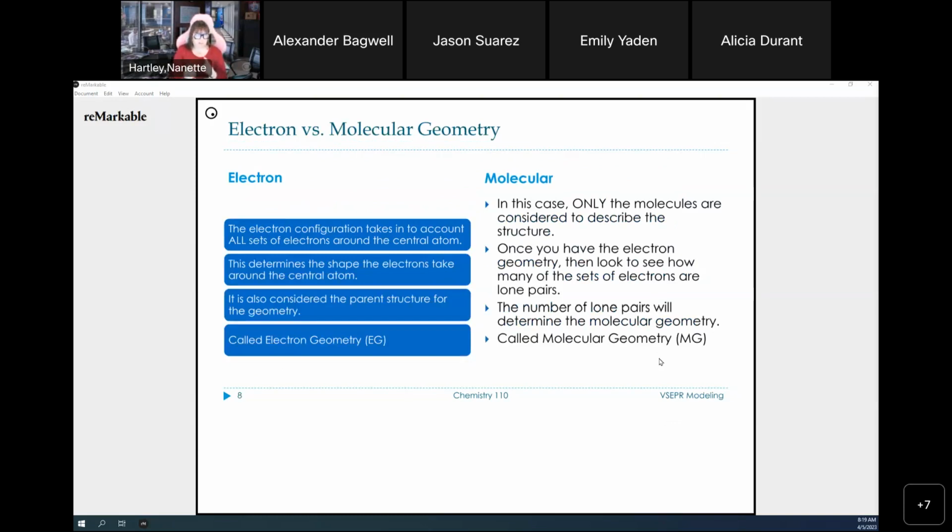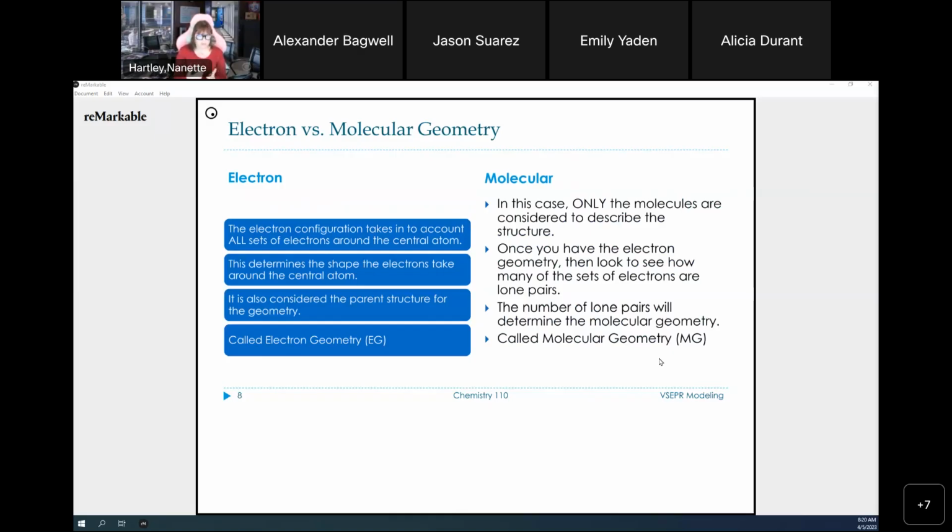All right. Now remember, when we're talking about electron versus molecular, the electron configuration takes into account all sets of electrons around the central atom. That determines the shape the electrons take around that central atom, which maximizes the spacing between them to minimize the repulsion. It's also considered the parent structure for the geometry, and we call that electron geometry. We sometimes refer to it as EG.